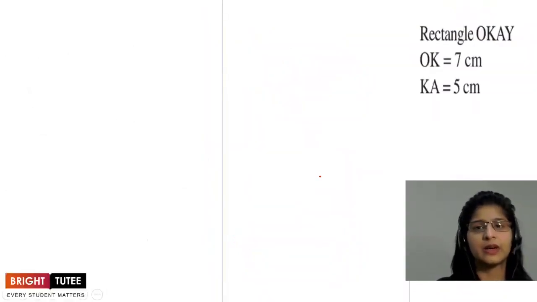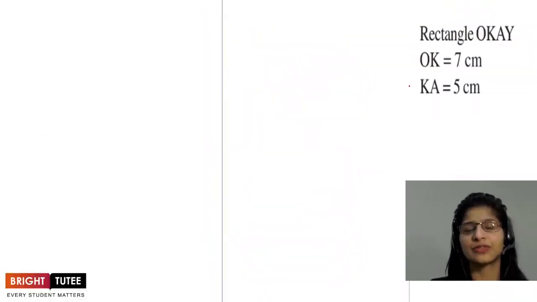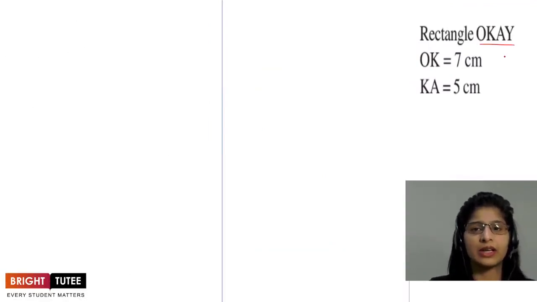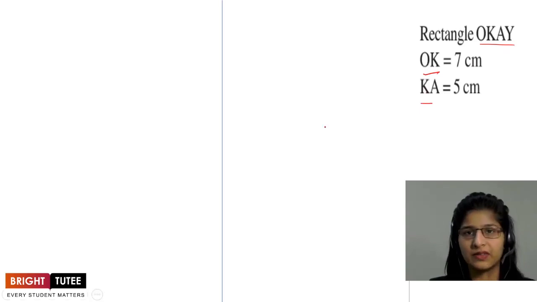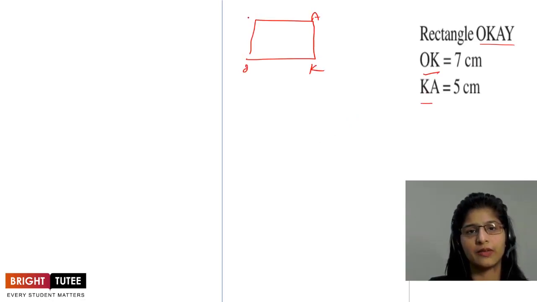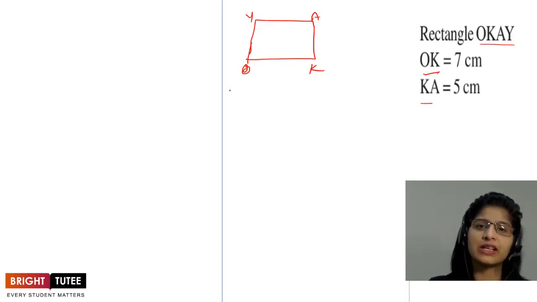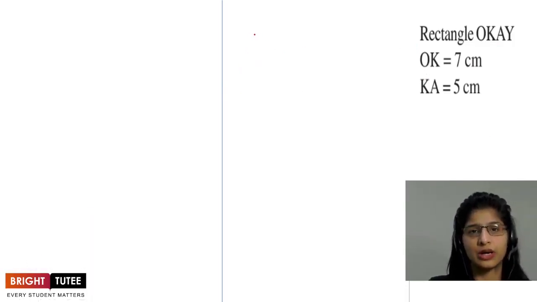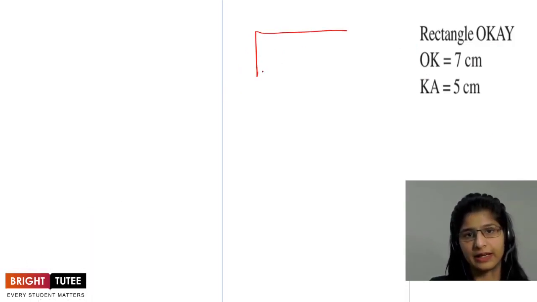Let's discuss one more question. This is the last question for this lecture now. So we have to draw one rectangle, okay, and only two adjacent sides are given. So let us draw OKAY. So OKAY is a quadrilateral, or I say a rectangle if it is mentioned. So when it is mentioned a rectangle, all the angles must be 90 degrees each, right? So let us draw a rectangle, a perfect rectangle.